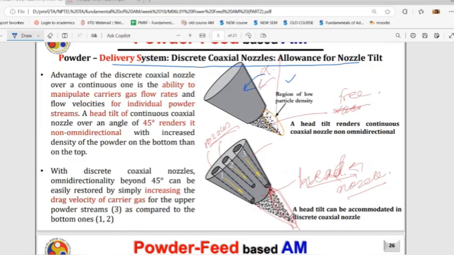But in the case of this discrete nozzle, you can feed more powder in the third nozzle, so that my powder delivery will be constant and uniform, even if you tilt the nozzle. If it's a uniform type of cylindrical feeding nozzle, then these discrete nozzles will help me in getting a very uniform powder delivery, even if your head tilts at 45 degrees or more.